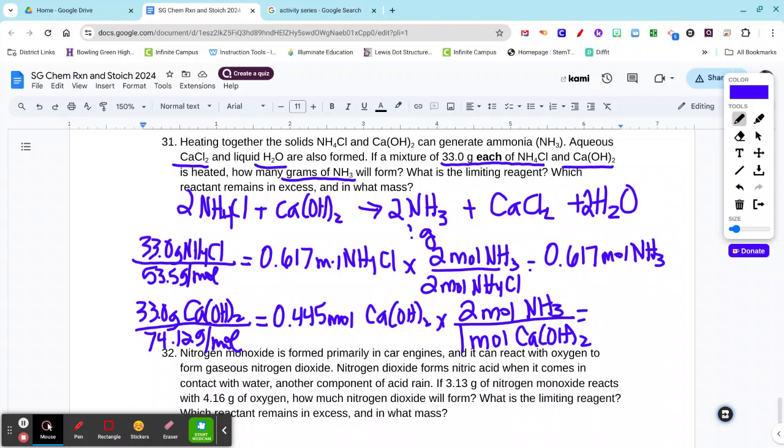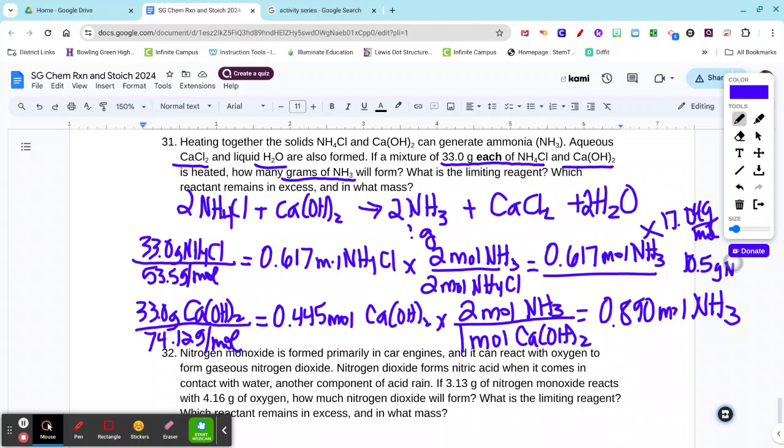So this time I'm multiplying by 2. And so I actually get 0.890 moles of NH3. So immediately I see that this one is smaller. So this is the one I have to go with. Since I'm looking for grams, my last step is to multiply by the molar mass of this, which is 17.04 grams per mole. So I end up with 10.5 grams of NH3.